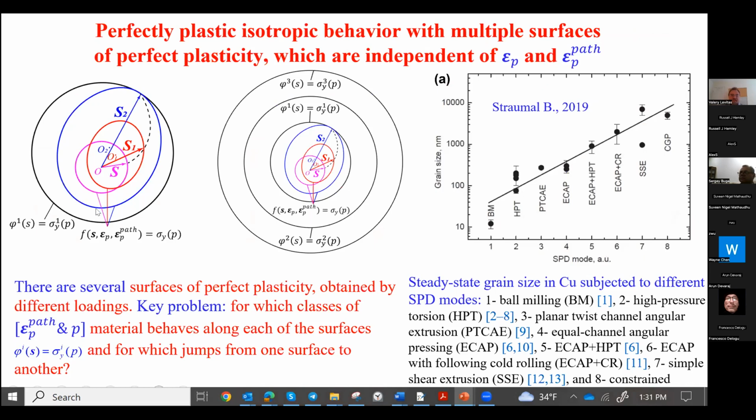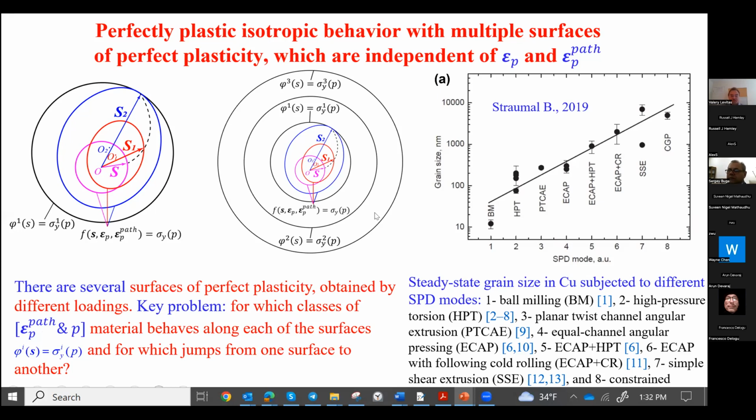But the problem is, that is where we were till now. We had a single surface of perfect plasticity, but now we have 3 steady states with 3 different yield surfaces, yield strengths. So we have 3 surfaces. And each of them is claimed to be independent of plastic strain and strain path, which is contradictory. So the key problem now is for which classes of plastic strain path and pressure the material behaves along each surface and for which it jumps from one into another. And this is an unsolved problem.